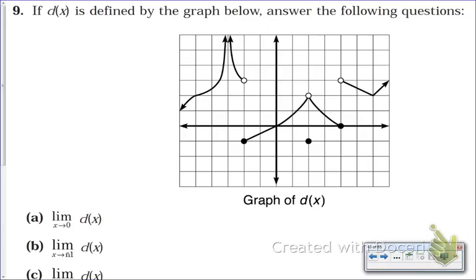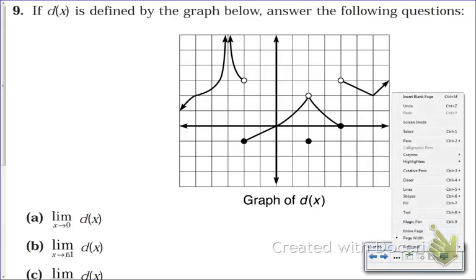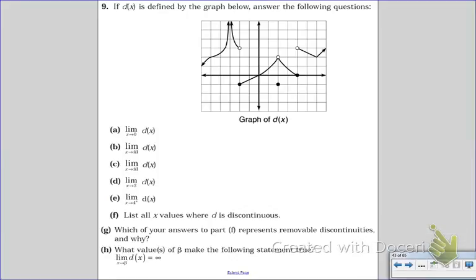All right, this is the last one I want to look at. And then we're going to be done, and I'm going to let you guys rest your brains. Most of these should go by pretty quick, and it's a good wrap-up, because none of you guys were here when we started, but this is what we started with at the very beginning. So if d of x is defined by the graph below, answer the following questions. We'll talk about them together. You don't have to write them down.